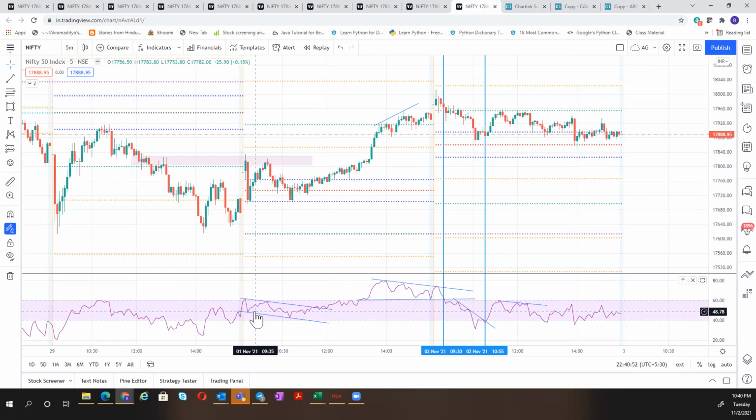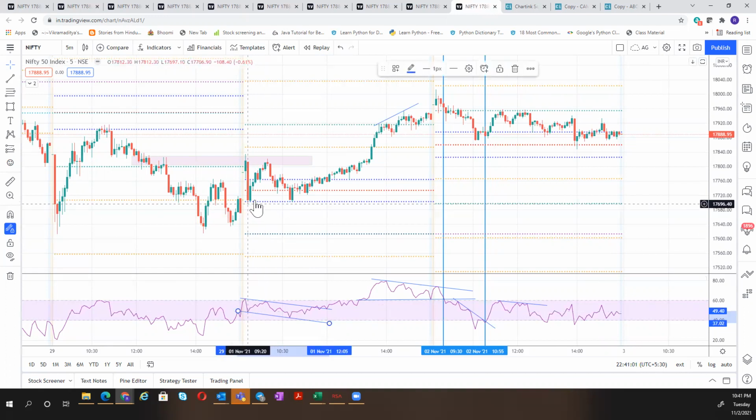So I hope I'm making sense and I'm not rushing here. So here, this is one of the level 50. It comes here. And what is this level? This is the lower CPR, the bottom circuit.